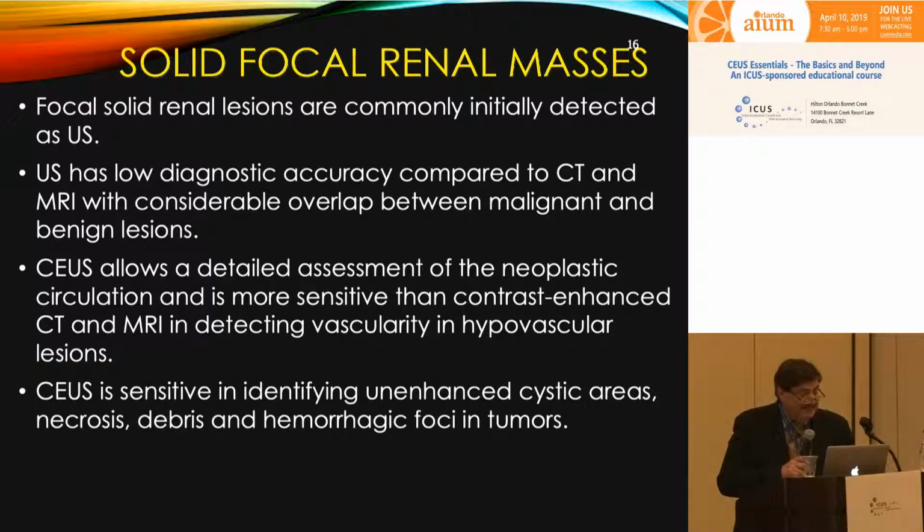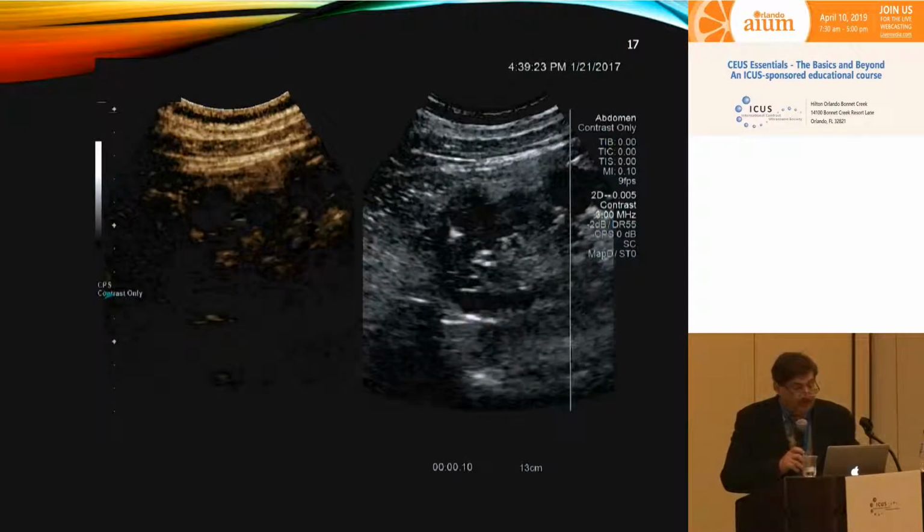CEUS allows a detailed assessment of the neoplastic circulation and is more sensitive than contrast-enhanced CT and MR in detecting vascularity and hypovascular lesions. So it's not uncommon for papillary cancers that don't enhance very much to be classified as complicated benign cysts on CT and MR. CEUS is sensitive in identifying unenhanced cystic areas, necrosis, debris, as well as hemorrhage foci within the tumor.